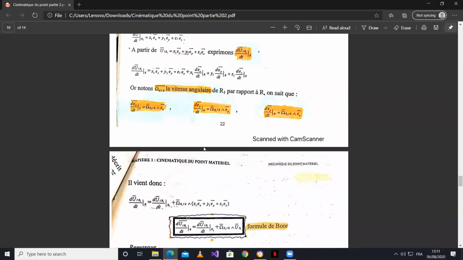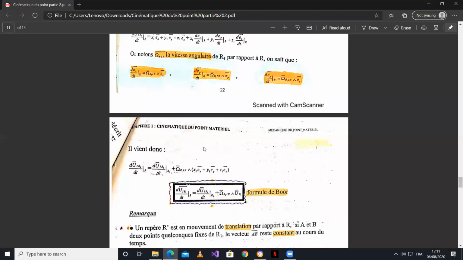But if there's among us two people that have certain particular interest in mechanics, you can try and look into it and try and explain why this is so. That's how you learn. So now they're telling us, il vient donc d de U écrit dans R1 dt par rapport à R égale. It's like you're deriving this expression of U written in R1.